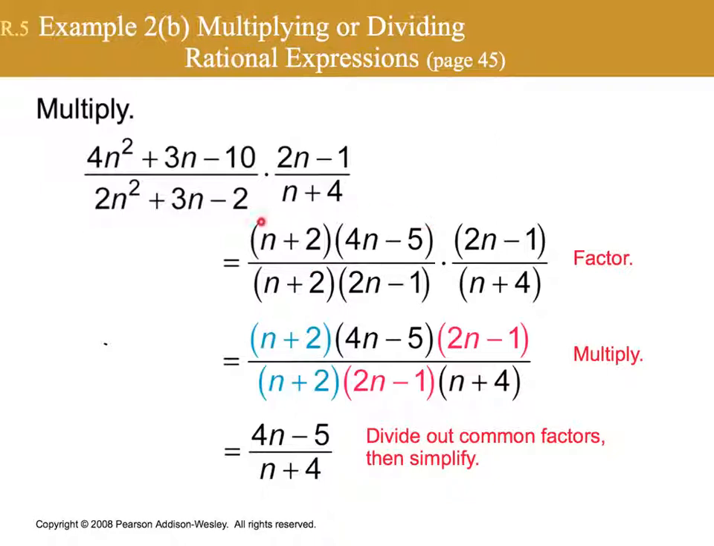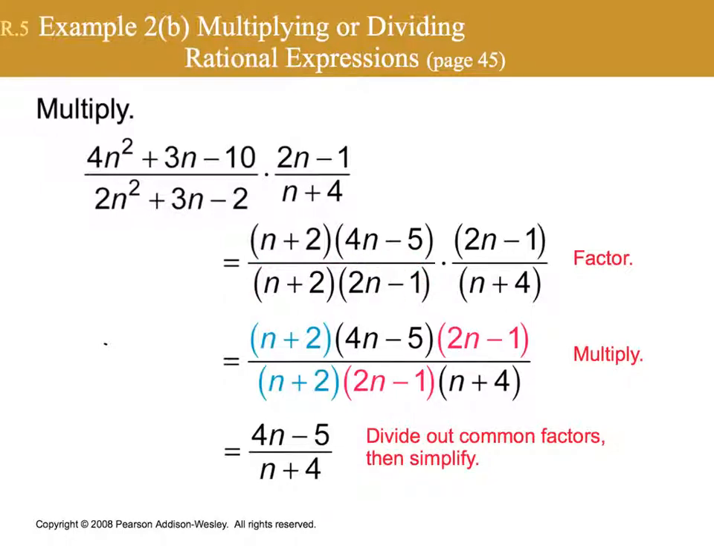Up top, we've got our factored out version of n plus 2 times 4n minus 5. We still have from the right side fraction 2n minus 1. On the bottom, the denominator, when we factored out the 2n squared plus 3n minus 2, we get n plus 2 times 2n minus 1.